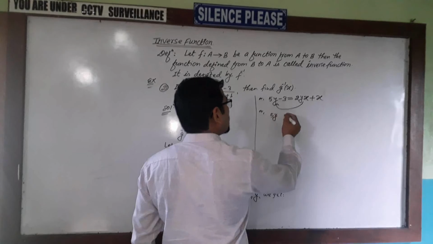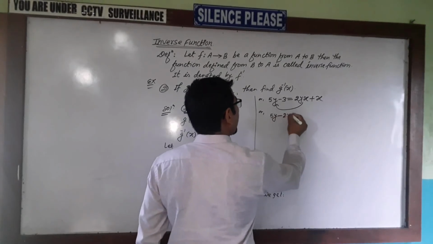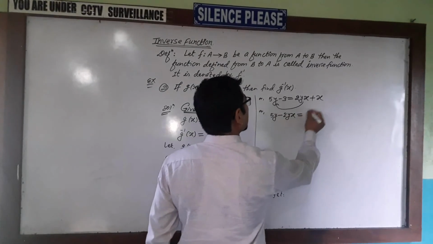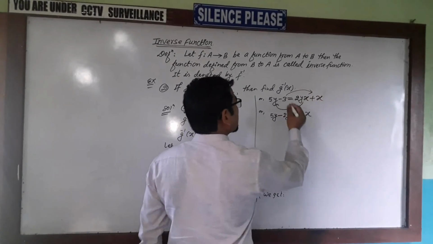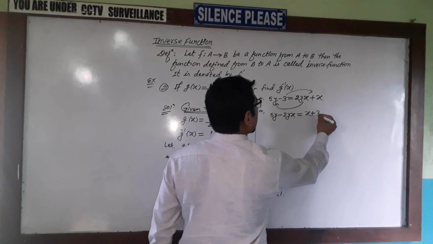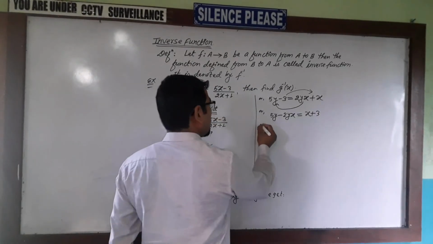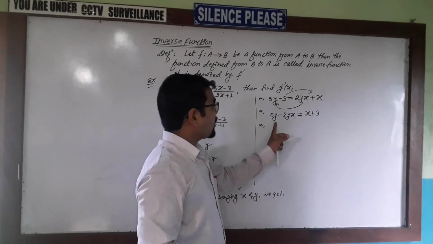We can carry this to the other side as minus 2yx, is equal to x, which is already there. The minus 3 we can take to the right side as plus 3. Everybody knows, very simple. So after this, here we have y, and this also y.